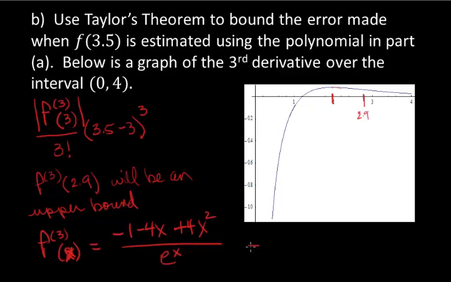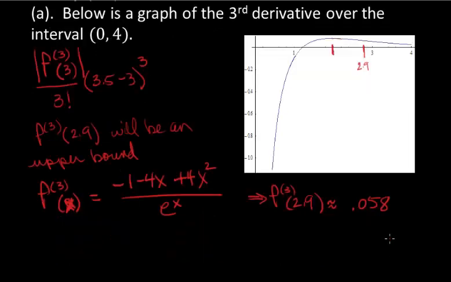And this tells me that the third derivative at 2.9, using my calculator, to 3 decimal places, is 0.058. And that's what we pick for our upper bound that we call K3.